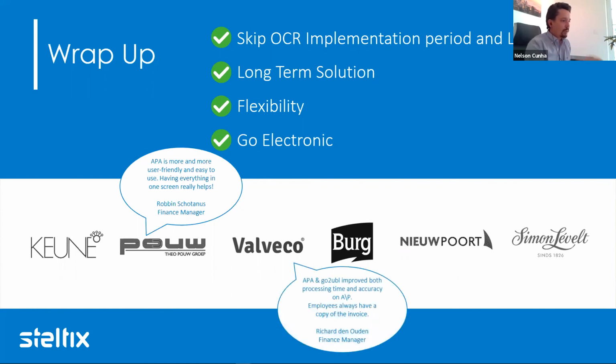And from Valvaco, one of our most recent customers going live, Richard Den Houden, I think he is here today with us, said that with APA and GoToBL together, the processing time and the accuracy both improved. Once they set up the rules on cost accounts, they can see the results immediately. Especially for them, they did not have a document repository in-house. So especially these days, when people have to do a lot of home office, they can see the PDF or the physical document everywhere in JD Edwards. That was a big game changer for them.